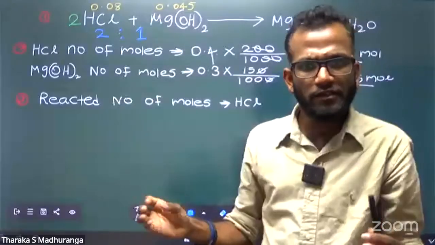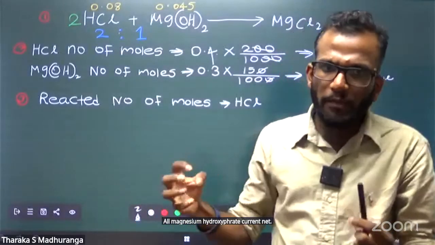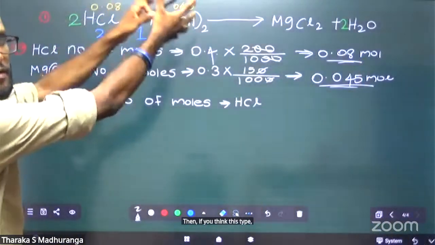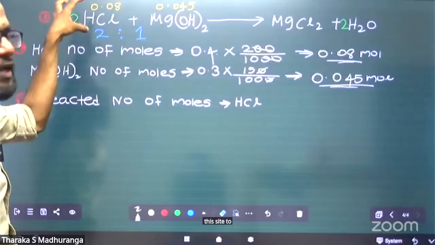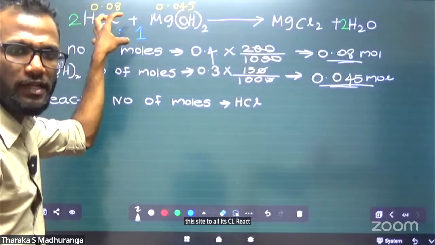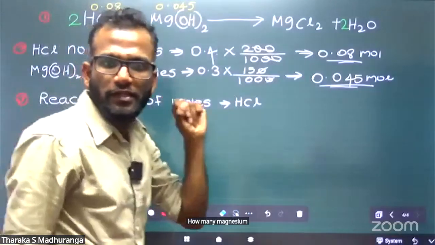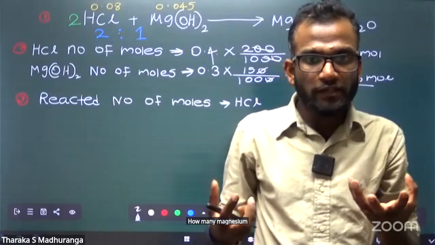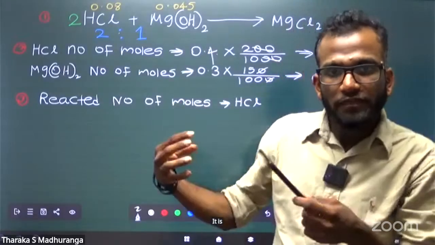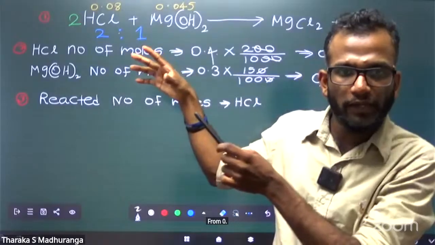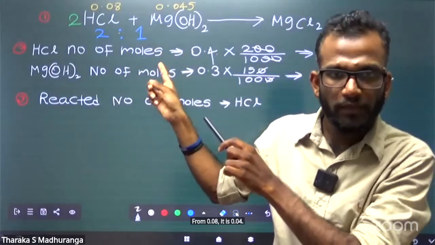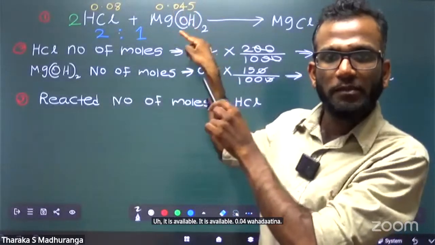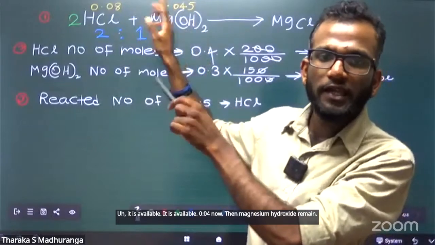Therefore, some amount of magnesium hydroxide remains. Then if we think on this side that all HCl reacts, how many moles of magnesium hydroxide are required? It is half of 0.08. It is 0.04. It is available, we have more than 0.04. Then magnesium hydroxide remains and all HCl has reacted.